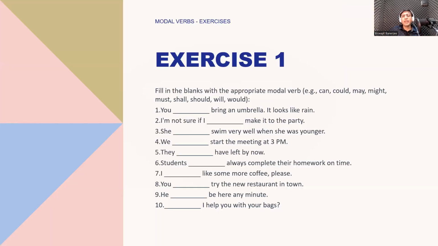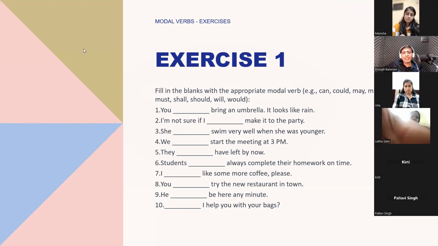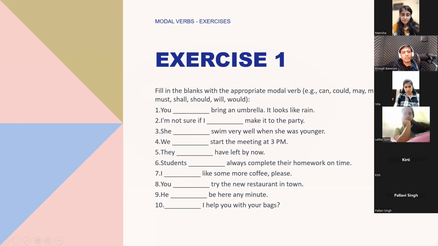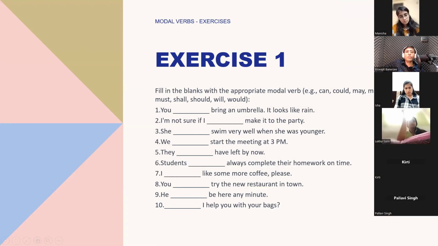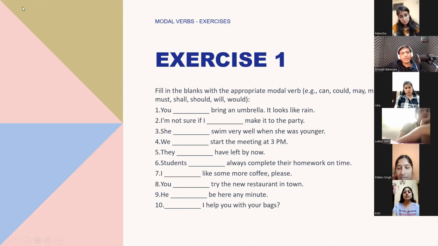Here we go. Exercise 1. Fill in the blanks with an appropriate modal verb. For example: can, could, may, might, must, shall, should, will, would. Whatever suits, use that. Keep the theory out of the way and use your common sense to answer. You heard me. Keep the theory out of the way and answer with your wisdom and common sense. You don't have to go by this sickening theory.